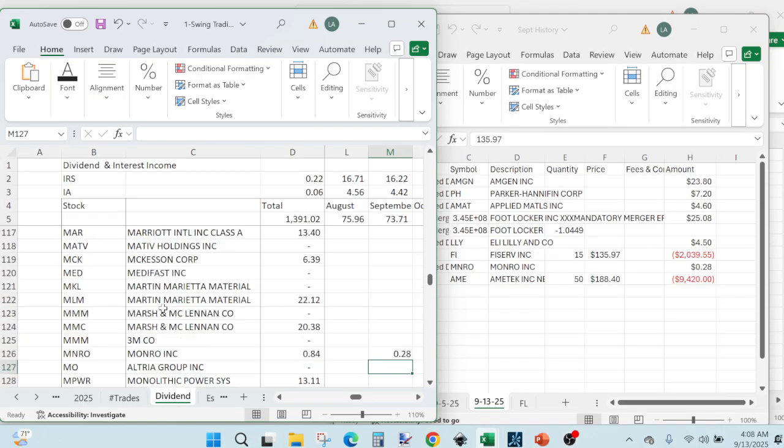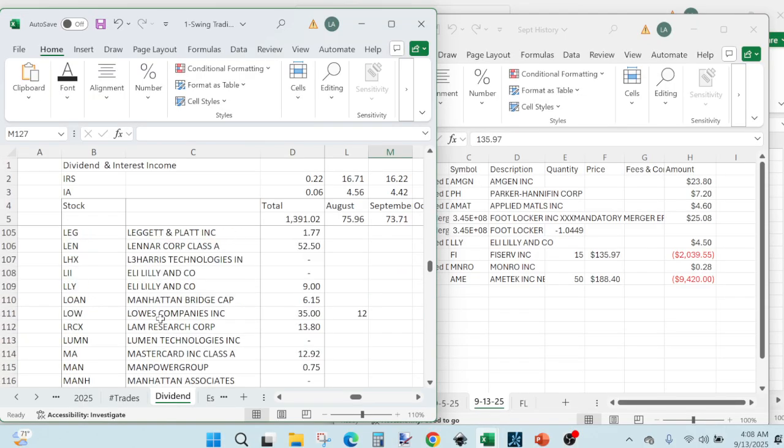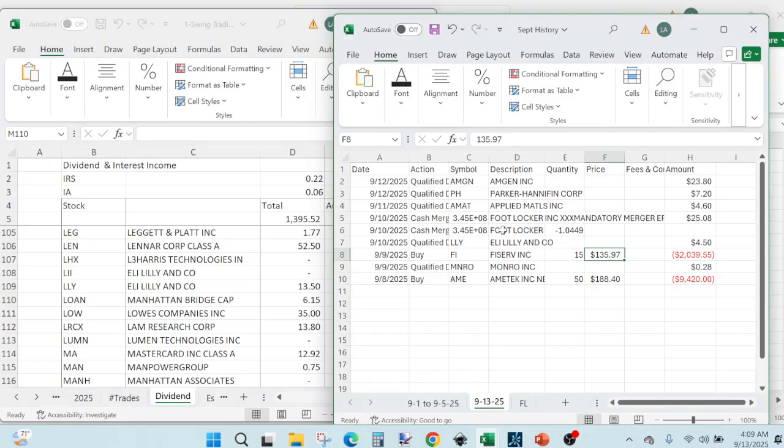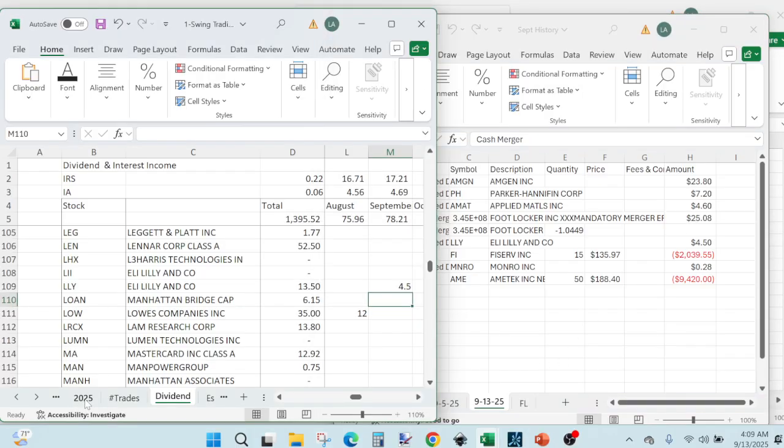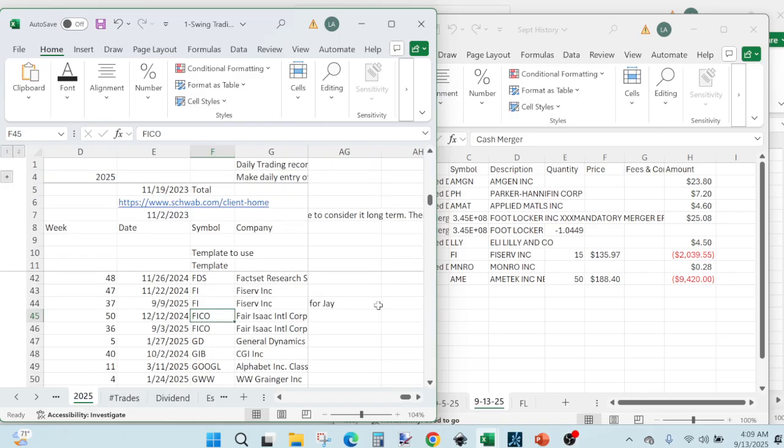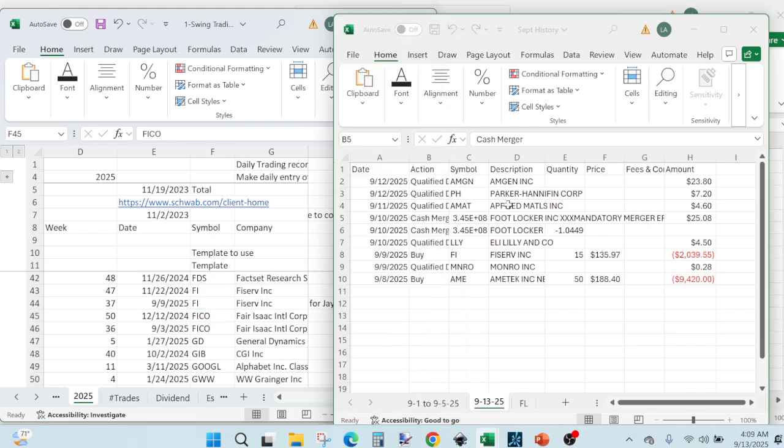The dividend is LY, and it's 450. The next one is a stock we purchased for dividend income purposes, and it has a cash merger here. It gave us $25 for what? For less than what we paid for it. So we'll come back to that, but let's do this one. It's 11. It paid us dividend.